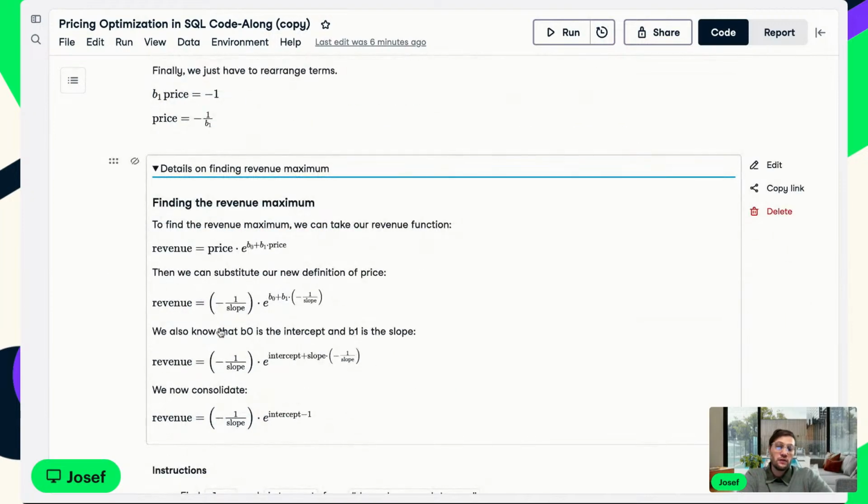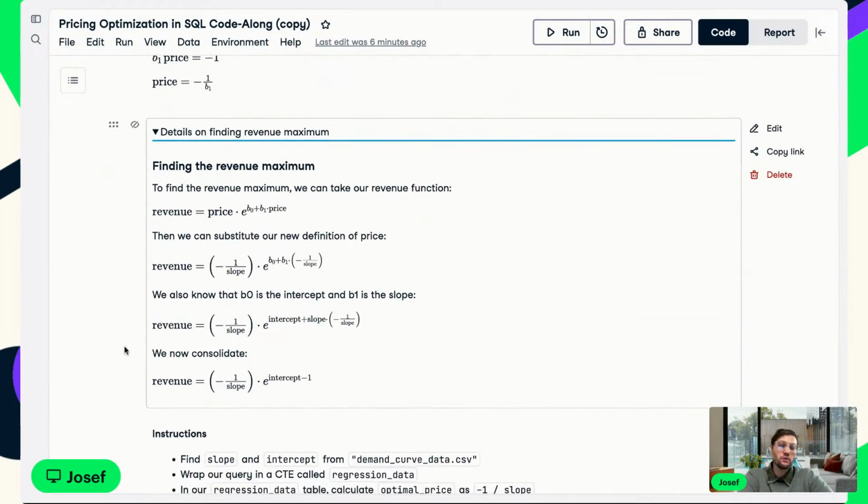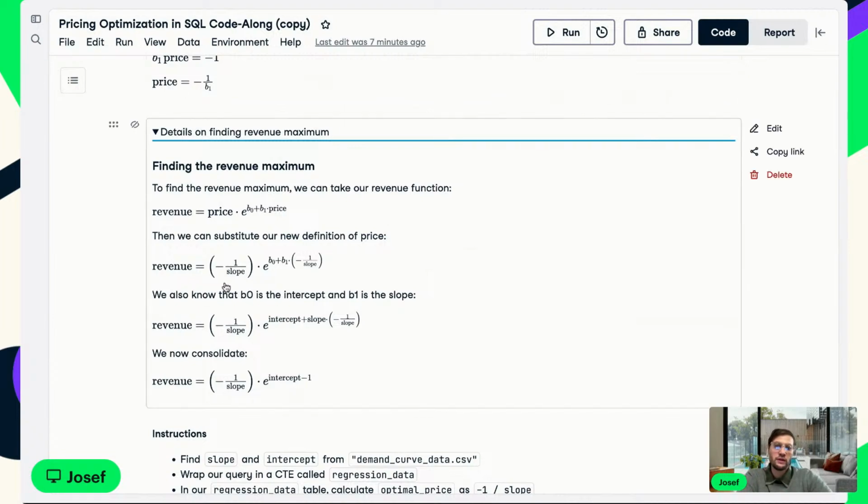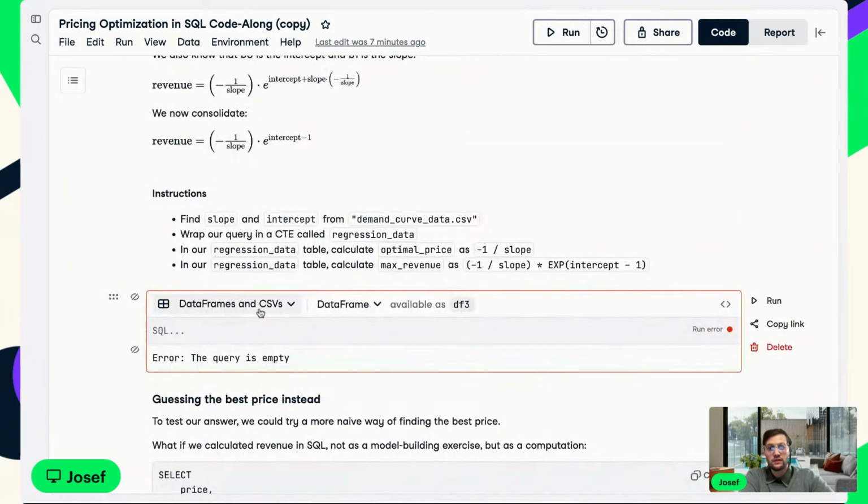And then finally, to find the revenue maximum, you can explore this later. You have to work through it a bit. You can change the definition of price because now you have a definition of price: negative 1 over beta 1. And beta 1 here we define as the slope. What's interesting is it's e raised to the intercept plus the slope times the new definition of price. You know what I mean? The slope times negative 1 over the slope will become negative 1. So anyway, this is the intersection of math a bit in SQL.